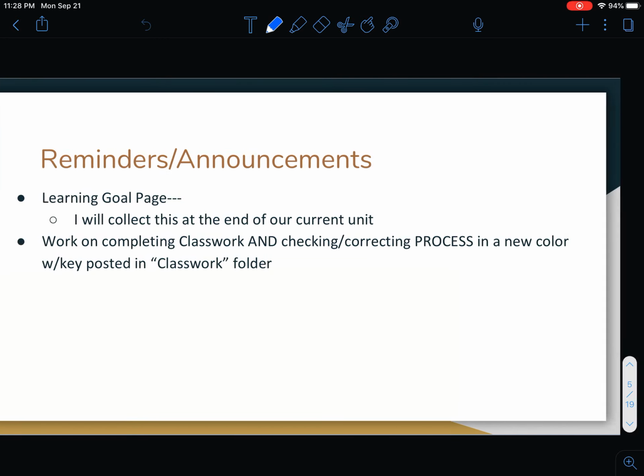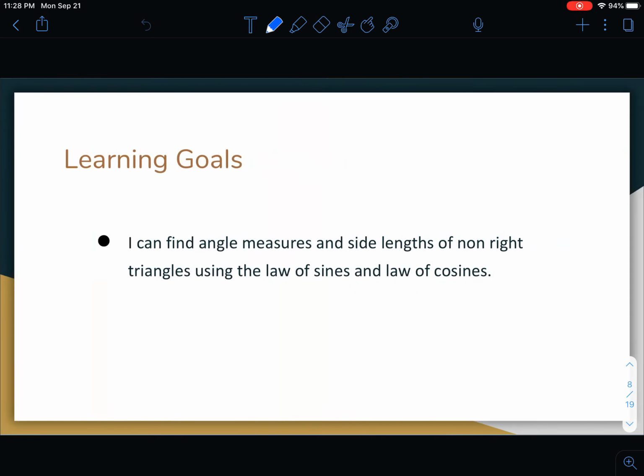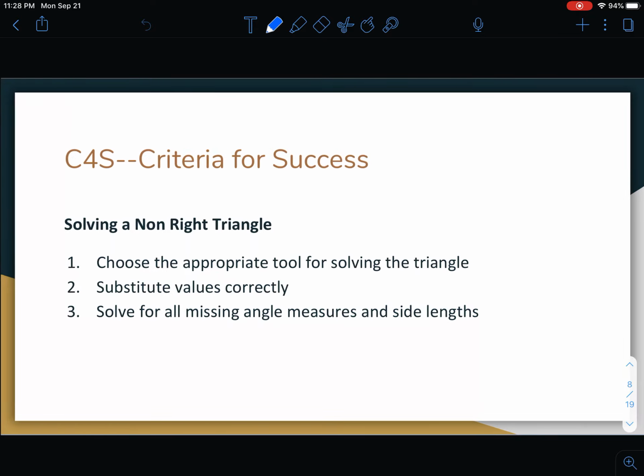Okay, our learning goal today is I can find angle measures and side lengths of non-right triangles using the law of sines and the law of cosines. Now we're actually going to prove these laws, but for today I'm just going to give them to you and we're going to try to use them.